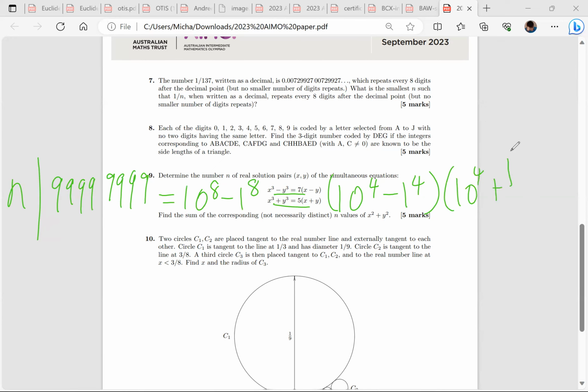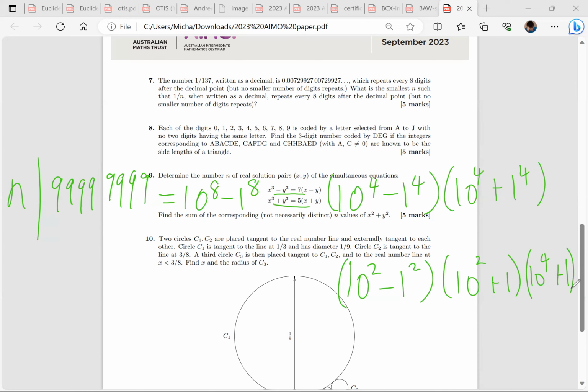Plus 1. Right. And then you continue, and you get 10 squared minus 1 squared, times 10 squared plus 1. That's pretty good, right? And then you get 10 minus 1 and 10 plus 1. So we already know that, that's the one we started with. We knew that.